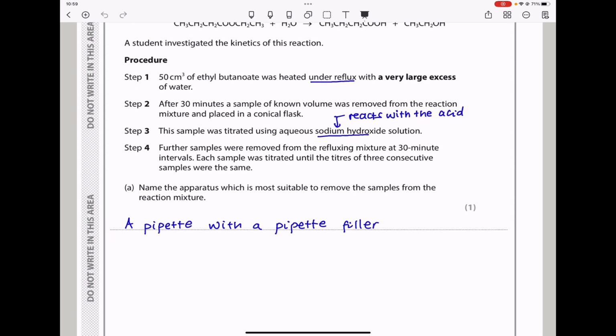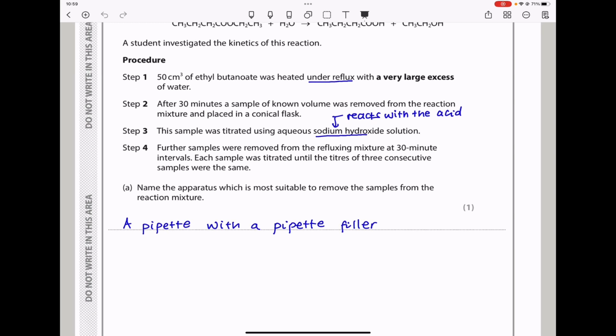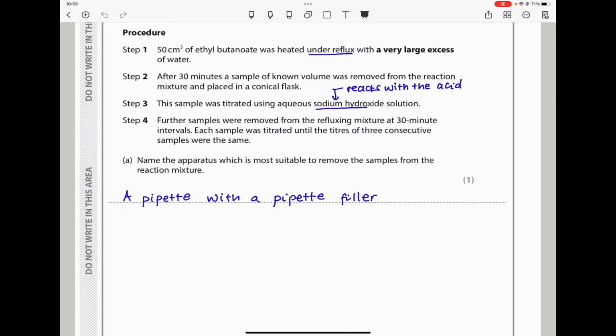So the first question says, name the apparatus which is most suitable to remove samples from the reaction mixture. This should be a pipette with a pipette filler because it's going to remove more exact values or with minor errors in comparison to using other apparatus.